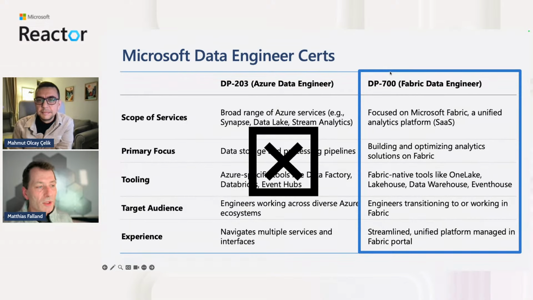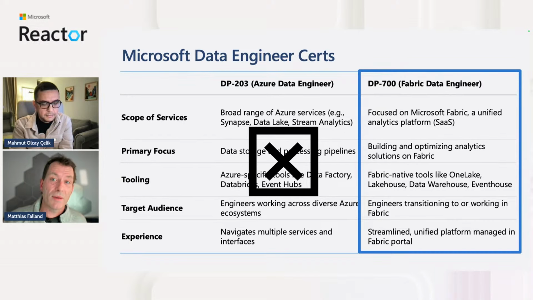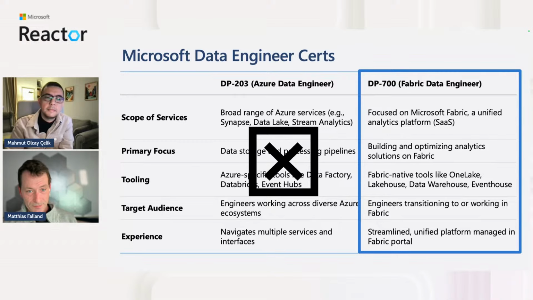So the DP-203 is the older one. It will be retired by the end of March, and the DP-700 is the exam to take, right? That's a new one. It's surrounded around Fabric. It might be that you still will work with some technologies from the DP-203 that are, of course, still there, up and running in the cloud. But of course, the future is bright for the DP-700.